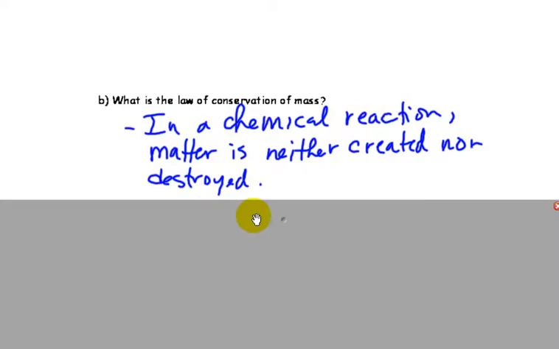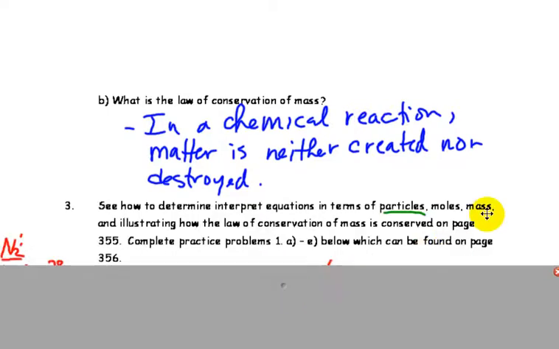Law of conservation of mass, you would have done this in grade 9 science and grade 10 science. Basically, the amount of material you start off with must equal the amount that you end up with. The total mass before must equal the total mass after. Otherwise, you're violating the law of conservation of mass.